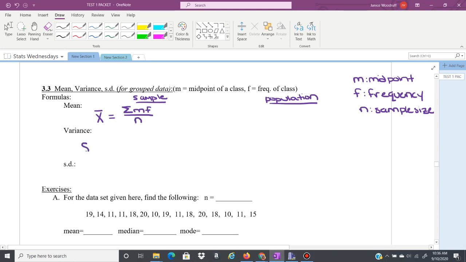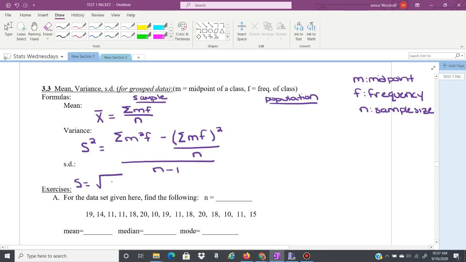So the variance is going to be s squared equals the sum of m squared f minus parentheses the sum of m f squared over n, and then all of that over n minus 1. And then the standard deviation will just be the square root of the variance. So the standard deviation is going to be s equals the square root of s squared.